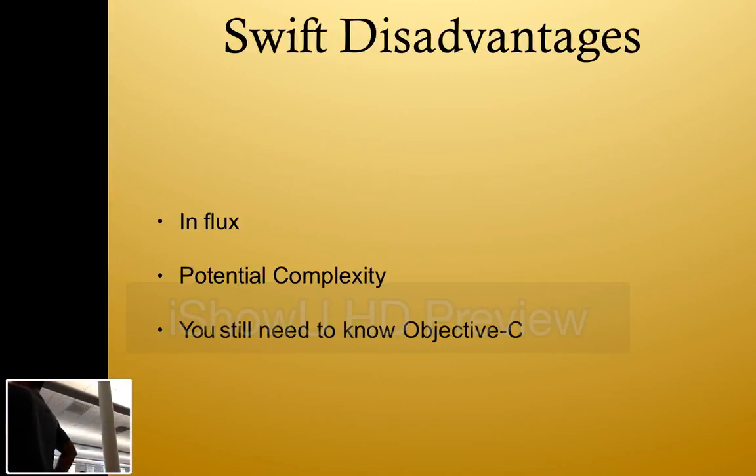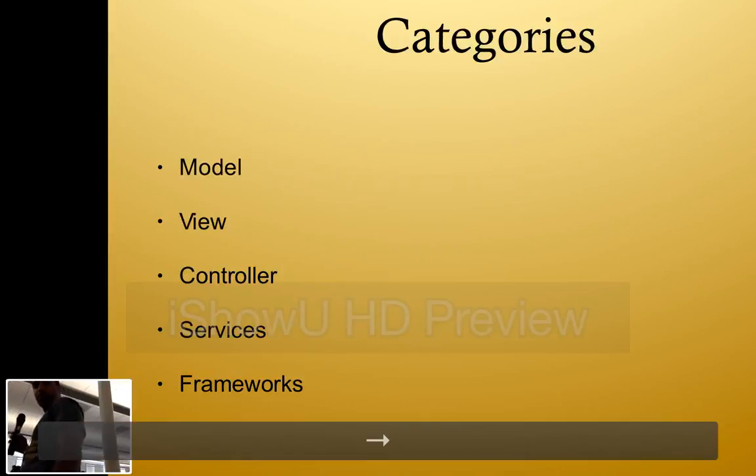What are the disadvantages of Swift? Do you know how old Swift is? How long has it been around? Year and a half. So Swift was released in 2014 at the WWDC, which is Apple's conference. So it's very new, and the adoption has not been that high. And you still need to know a bit of Objective-C, which is based on C.